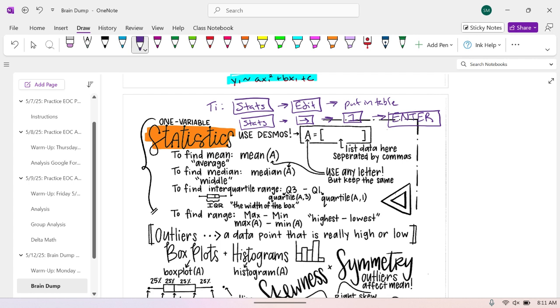You could do it in Desmos, but it's a little bit more complicated in Desmos. I feel like if you just need like the one variable stuff, just do it in your calculator because you have access to both.